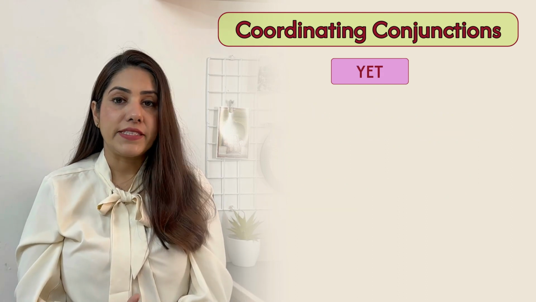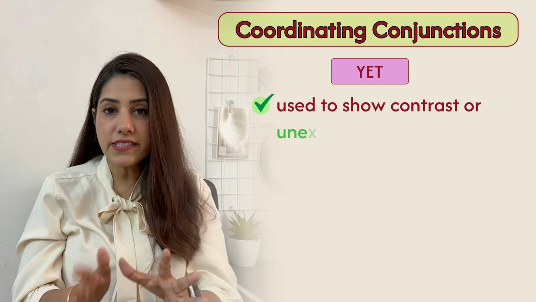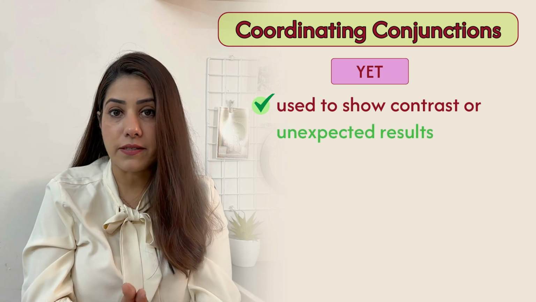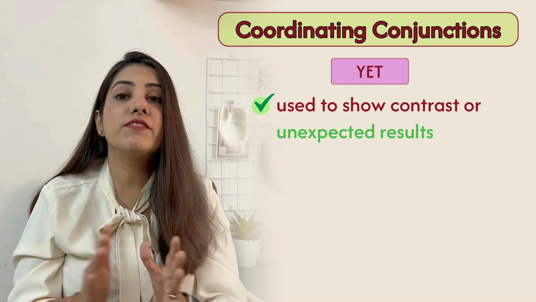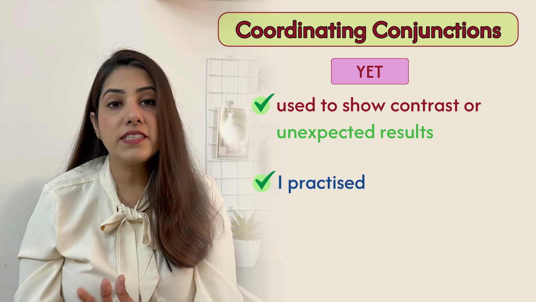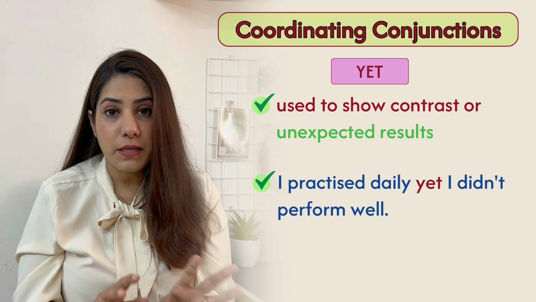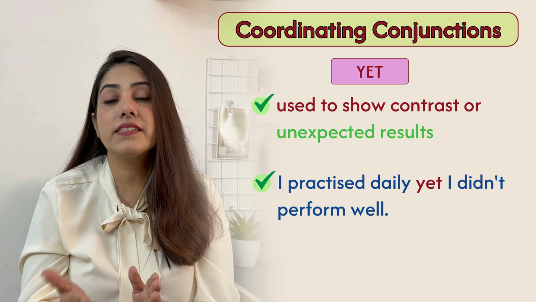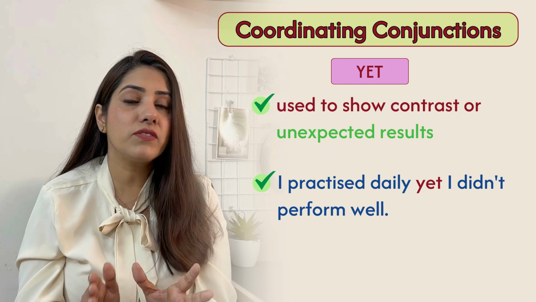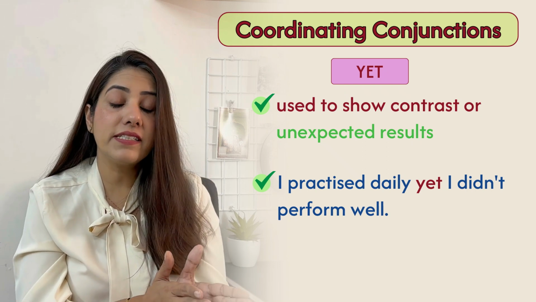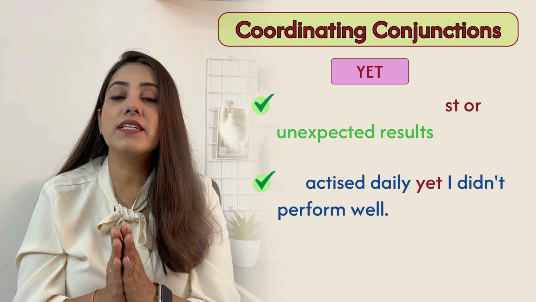Coming to yet. Yet is used to show contrast or unexpected results. So yet is used to introduce an idea that adds something to the previous idea and is usually contrasting with it. Take for example, I practice daily, yet I didn't perform well. So here one idea is presented that I practice daily. And another idea is introduced that I did not perform well. So it is giving a contrast. Although if you practice daily, then you should have performed well, right? But here it is just contrasting. So you will use the conjunction yet.